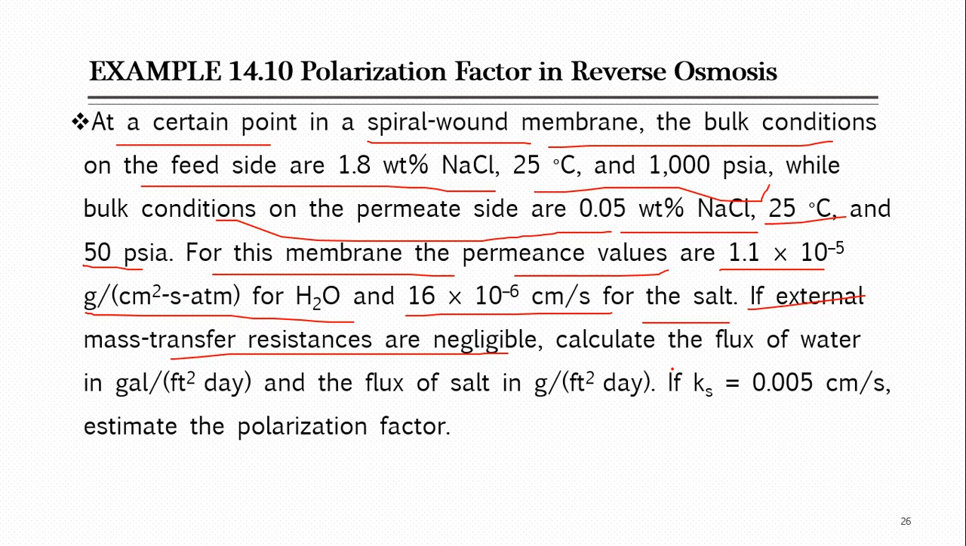So calculate the flux of water. We have to calculate the flux of water, and he has mentioned the unit in gallon per foot square per day. And then there is the flux of salt. Flux is the flow rate of something per unit area of the membrane. So it is gallon per day, flow rate of water per foot square of the membrane. And then salt is measured in gram, that's solid stuff, so that's in gram per day per foot square. That's salt flux. We have to calculate in gram per foot square per day. If Ks is 0.005 centimeter per second, estimate the polarization factor.